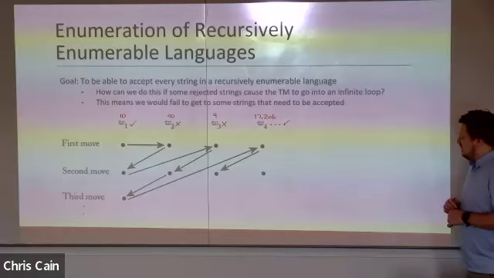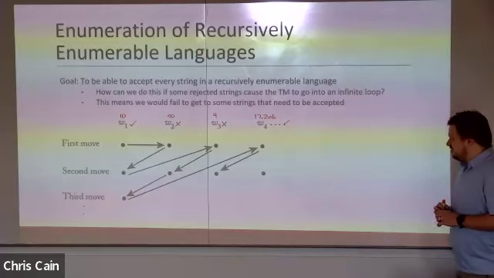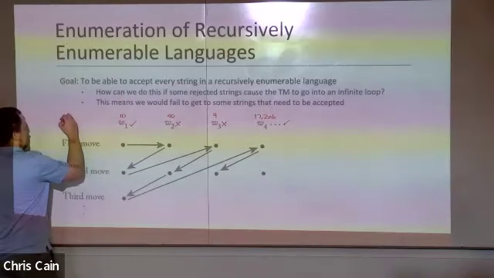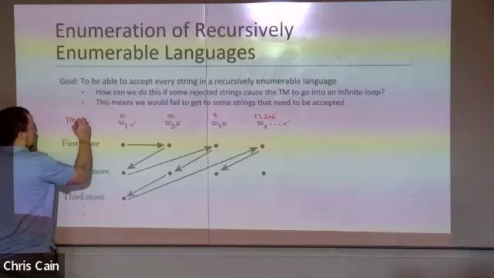So what we're going to do is we have our generator Turing machine. We can still use that. So this is the TM generator.